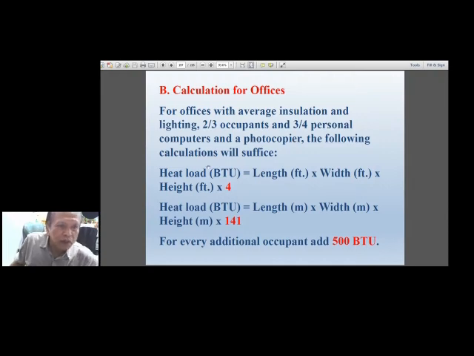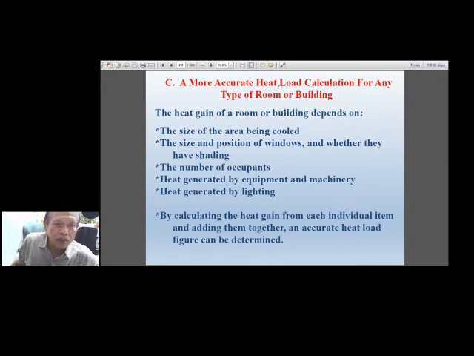Calculations of offices. Ito yung sinusunod ko. For offices with average insulation and lighting, 2/3 of the fans and 3/4 personal computers and photocopier, the following calculations will suffice. Length times width times height. So you will be able to get, for every additional occupant, 500 BTU. More accurate heat load calculation for any type of heat gain.